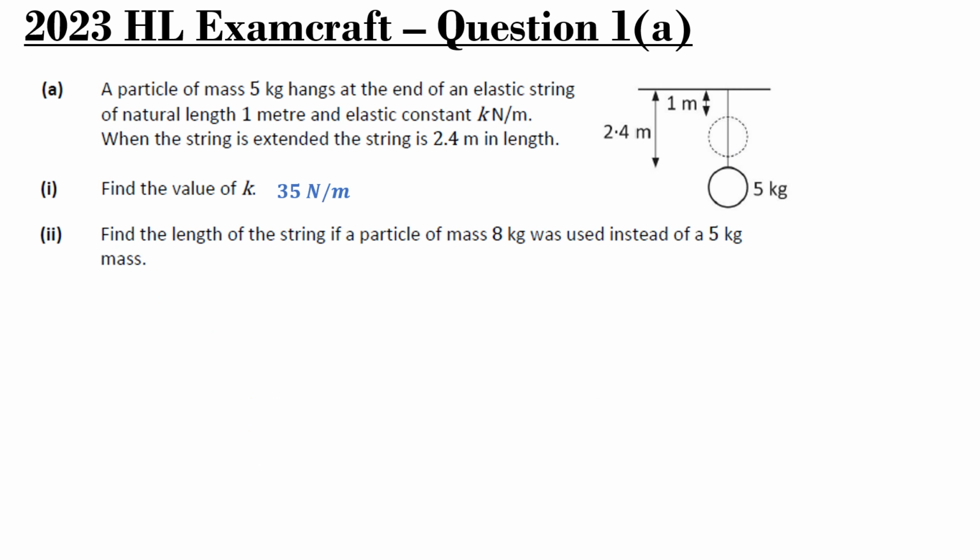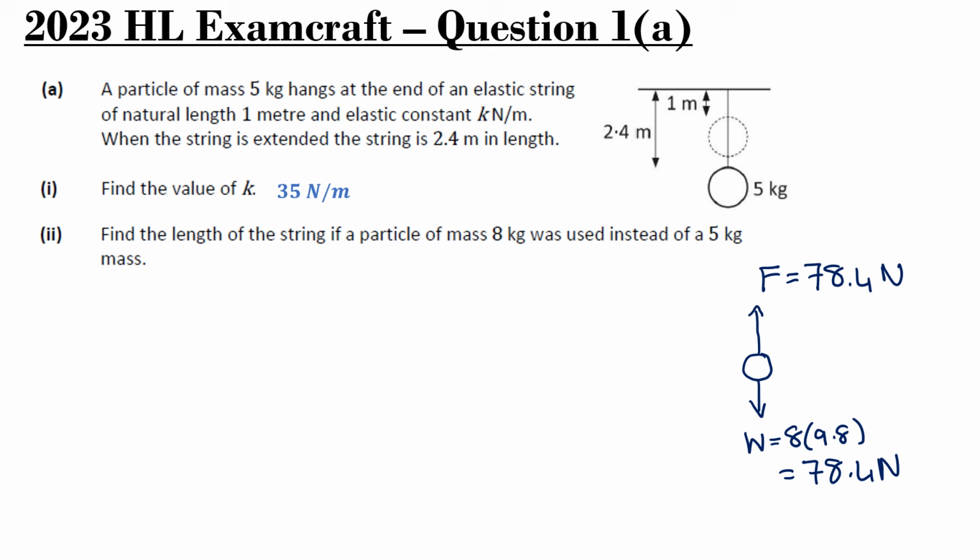Part 2 of the question then says find the length of the string if a particle of mass 8 kg was used instead of the 5 kg. So in this situation here, we're going to have our 8 kg, which is going to be heavier. So 8 by 9.8. Now, what that means is we're still in equilibrium. Our force still has to match it. Obviously, the restorative force in this case is stronger, it's bigger than the force in part 1. However, to account for that, if we look at our formula, what's going to have to happen is K is going to stay the same.